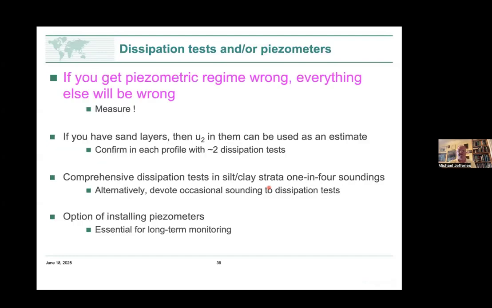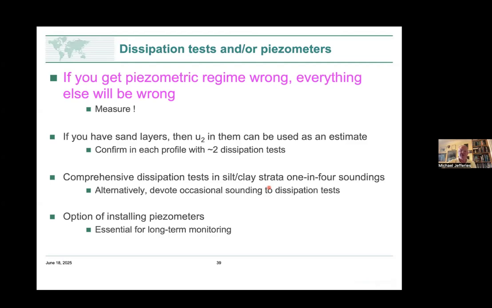Right, my favorite subject, dissipation tests. Important point, and that's why I put it in bright pink: if you get the piezometric regime wrong, everything else will be wrong. And in tailings, it will rarely be hydrostatic. So you're going to have to measure it.